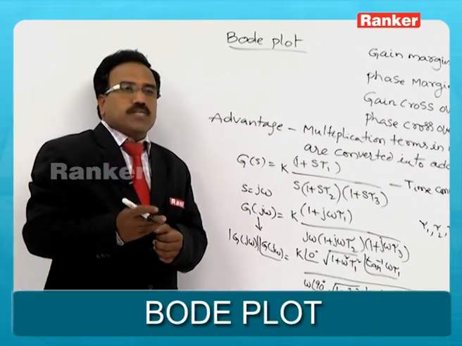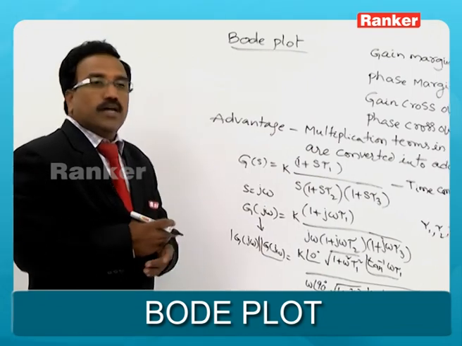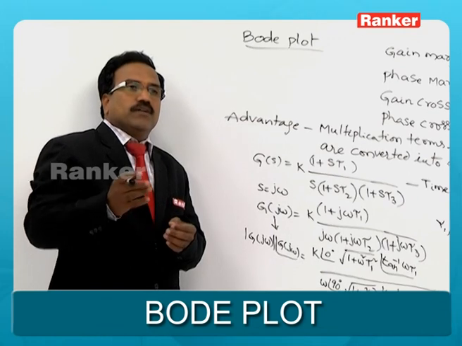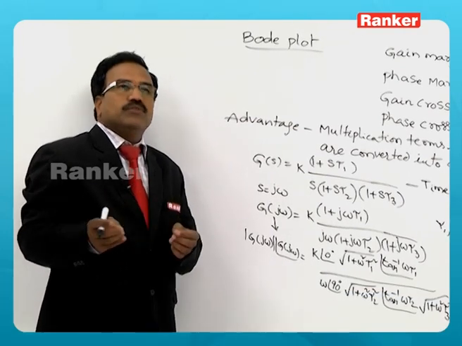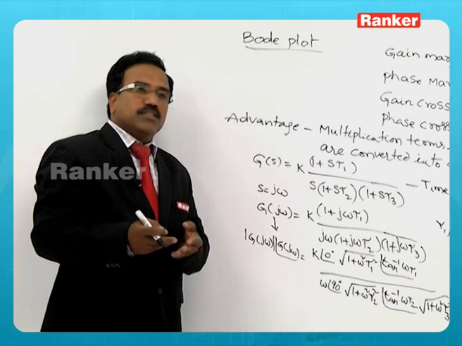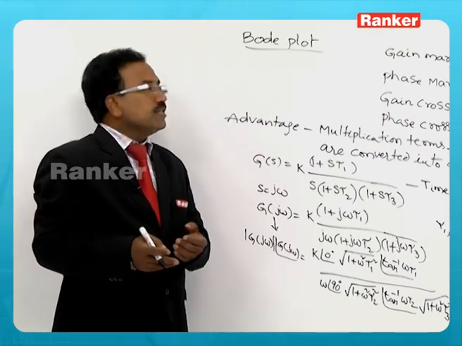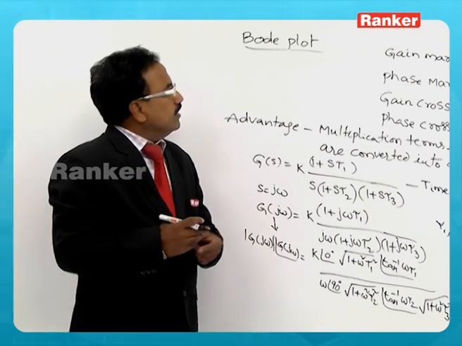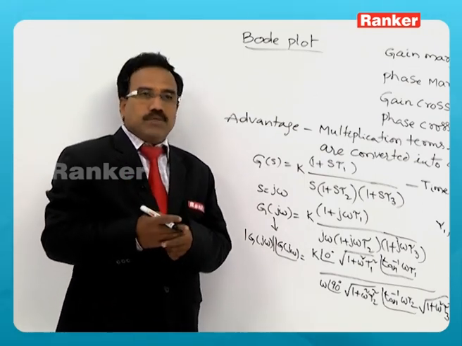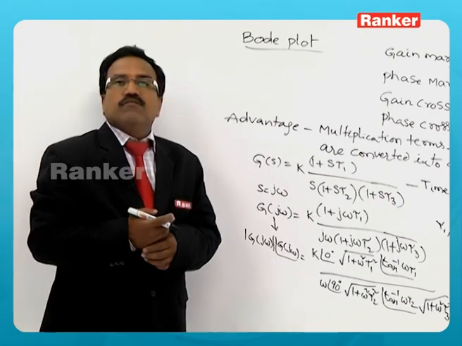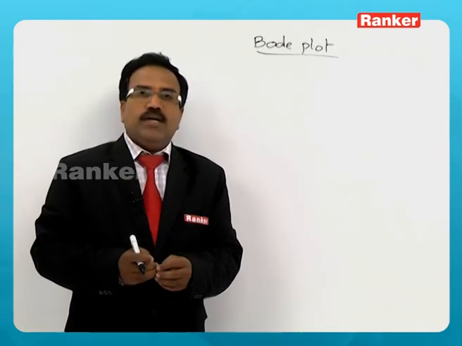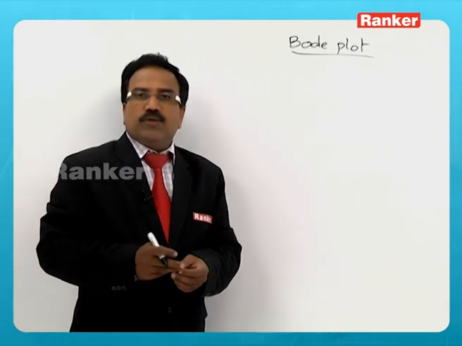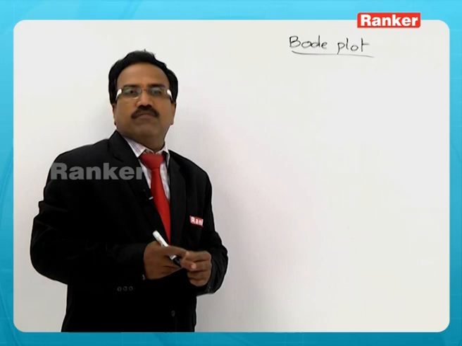Now, we need to separate the magnitude terms and phase angle terms. Then you need to vary omega over a wide range from 0 to infinity, and see how the magnitude varies and how the phase angle varies from the Bode plot. Once the plot is constructed, we need to determine the stability parameters like gain margin, phase margin, etc. Magnitude and phase angle terms need to be separated, because the Bode plot consists of two plots, magnitude plot and phase plot.